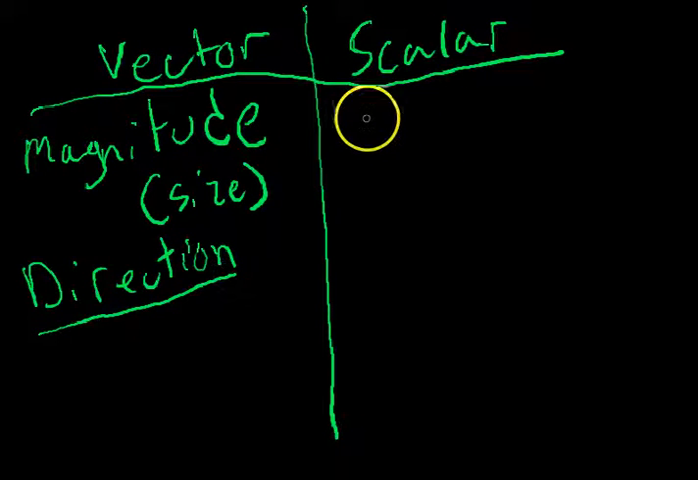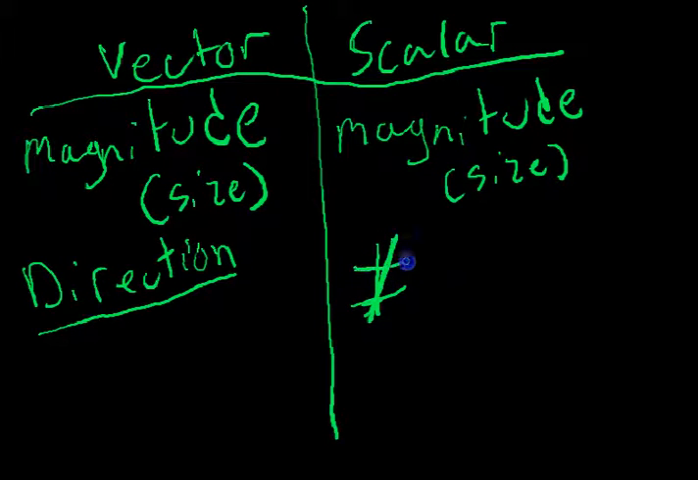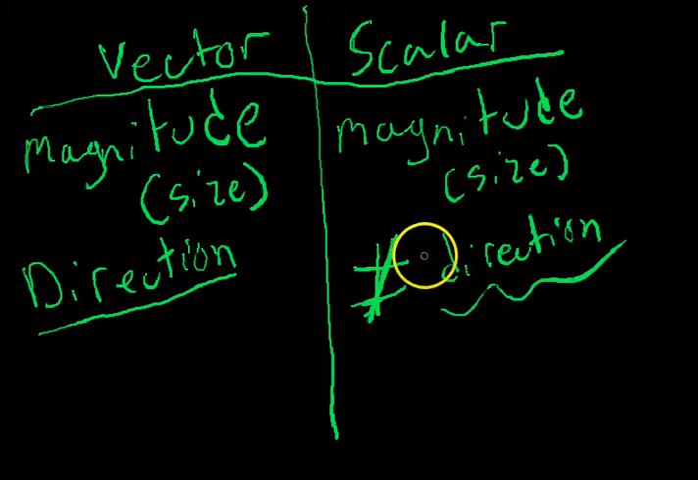Now, if we go over here to scalar, we'll see that it has a magnitude. A scalar quantity does have a magnitude or size, but it does not have a direction. It's kind of an equal sign with a slash through it, not equal to direction, okay? No direction, okay? So that's something key. Scalar quantities have no direction.